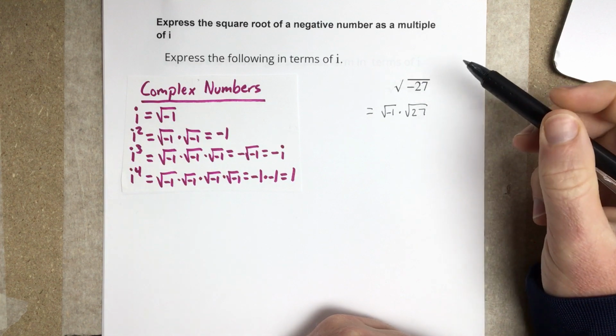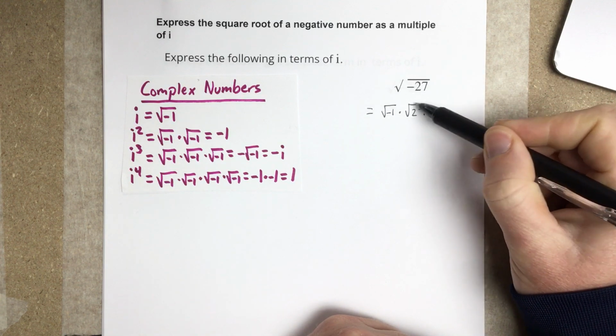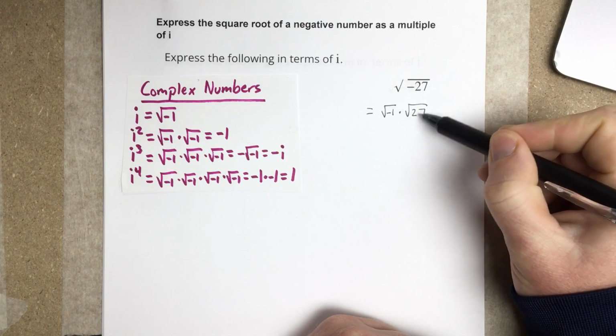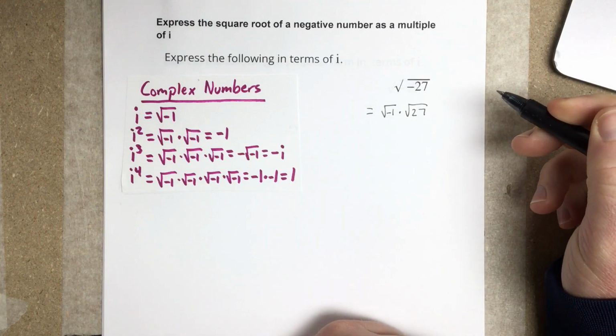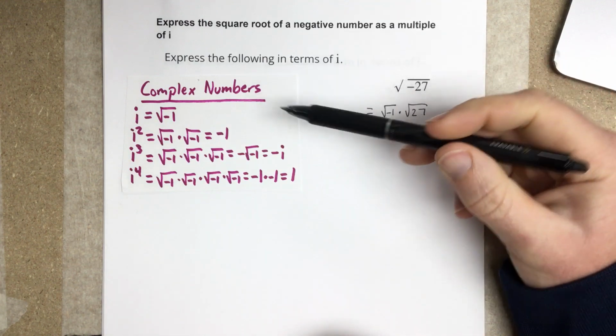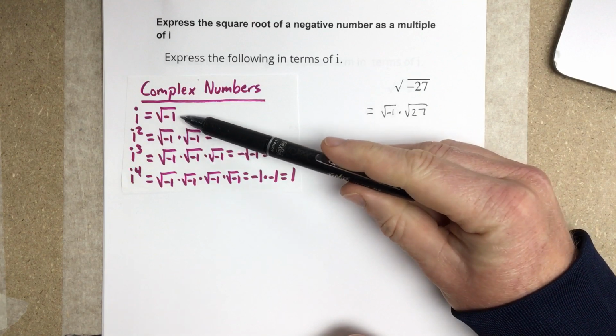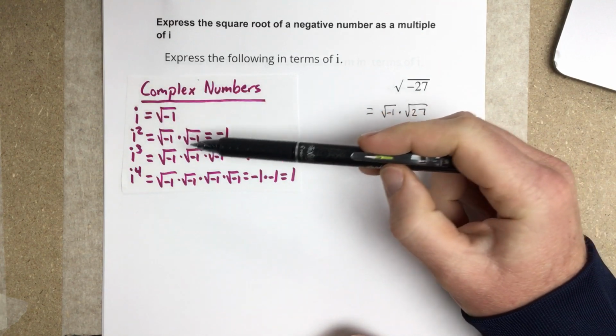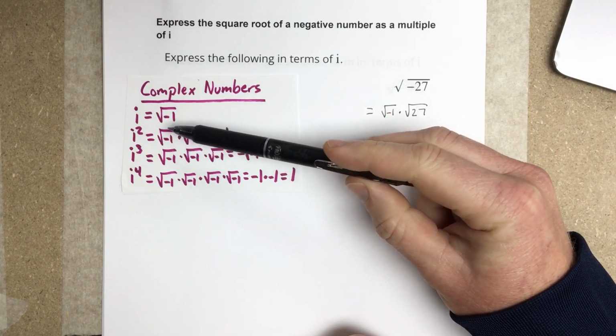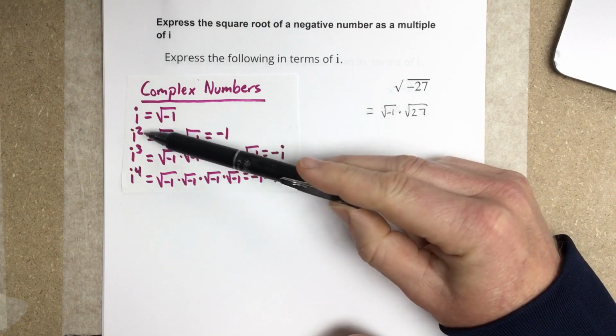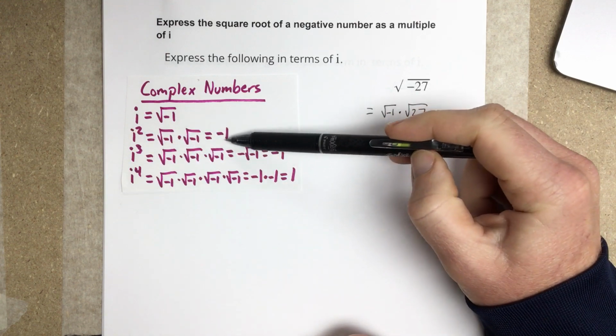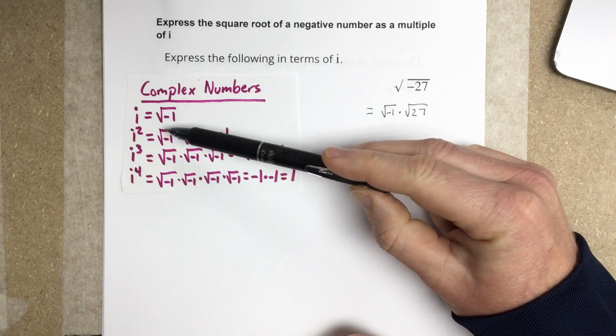And I said that we were going to treat this basically like any radical because root 27, we're going to break it down just like any other radical. But you can see that for complex numbers, root of negative 1 is i. When you have root of negative 1 times root of negative 1, that's i squared. That just equals negative 1, right? Radicals cancel there.